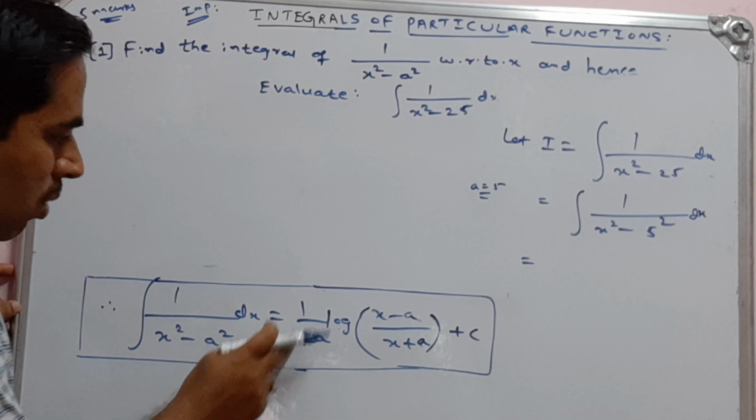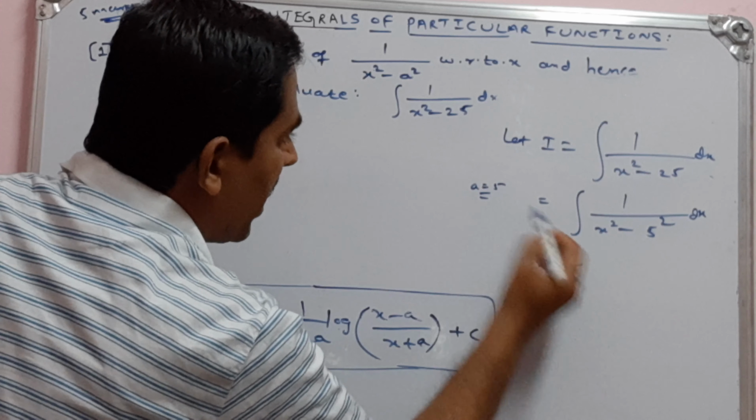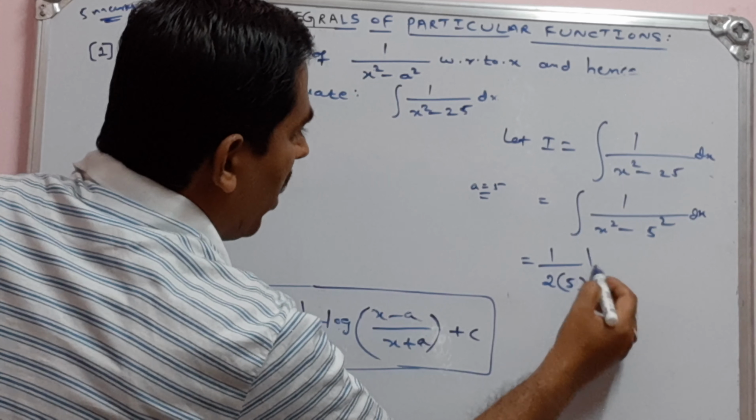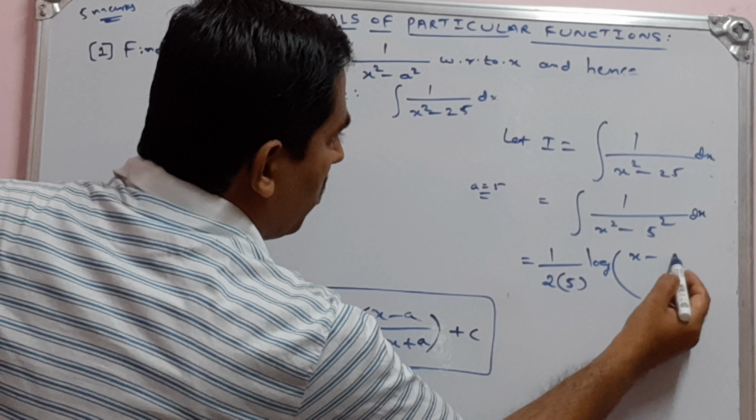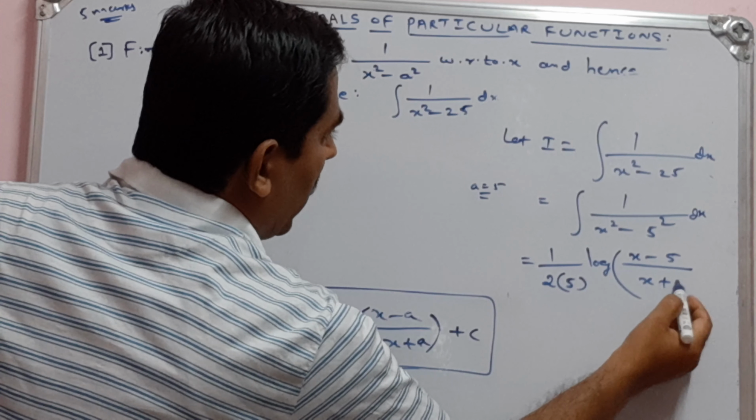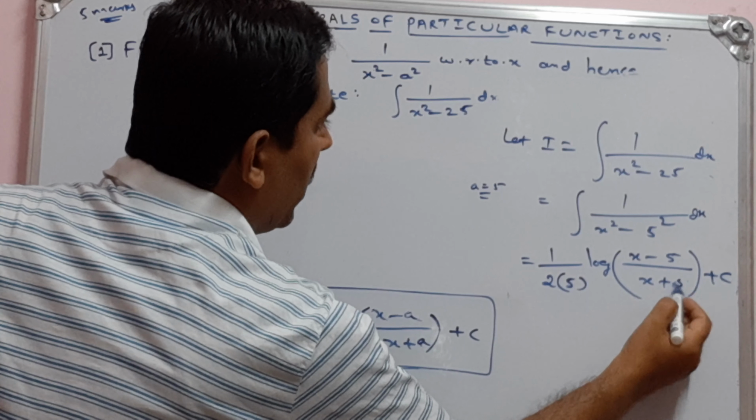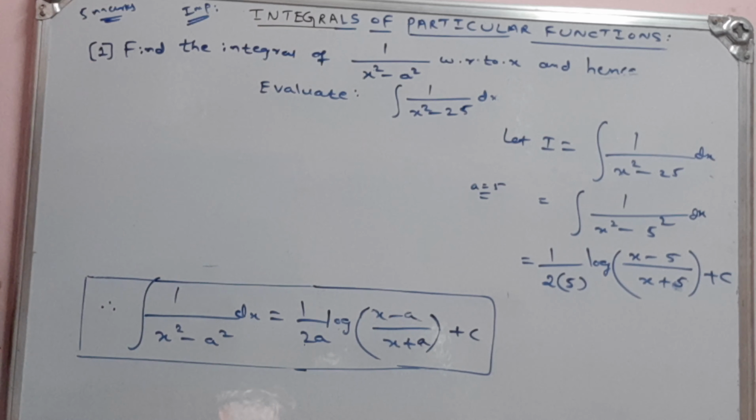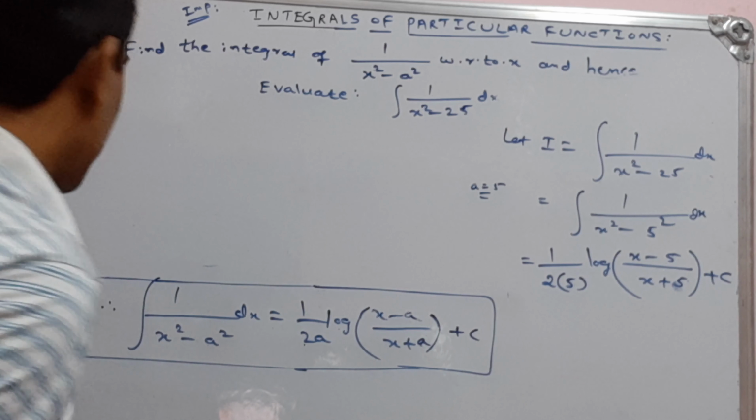You should know this result, 1 by 2a. So 1 by 2 into, a is 5, so 1 by 2a is 1 by 2 into 5, log of x minus a, so x minus 5 divided by x plus 5, plus constant of integration. Note that the coefficient of x square is 1. It must be 1 here. So we have made use of this result.